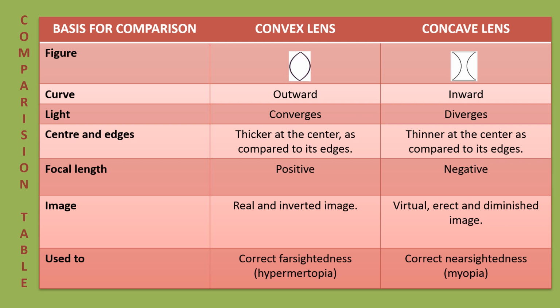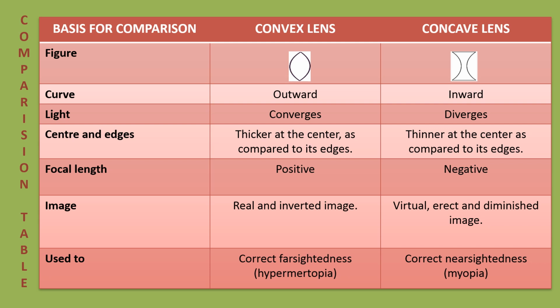Convex lens is thicker at the center as compared to its edges. Concave lens is thinner at the center as compared to its edges. The focal length of a convex lens is positive because its focus is a real focus. The focal length of a concave lens is negative because its focus is a virtual focus.